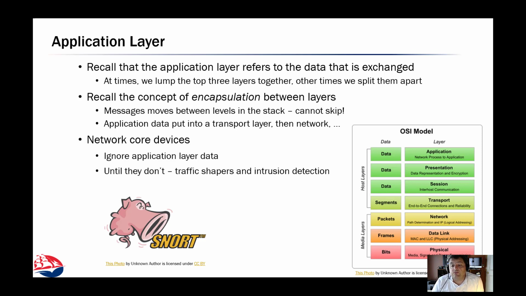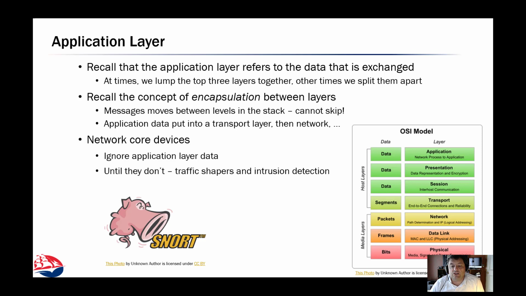However, there are some devices that do pay attention to the application layer. For example, a relatively new class of device called traffic shapers can actually use the information at the application layer to prioritize some types of traffic at the expense of others.